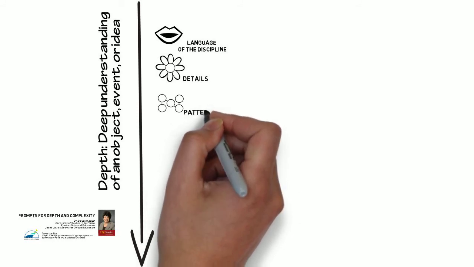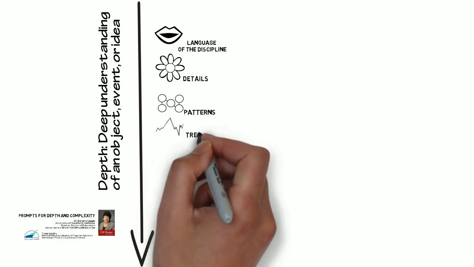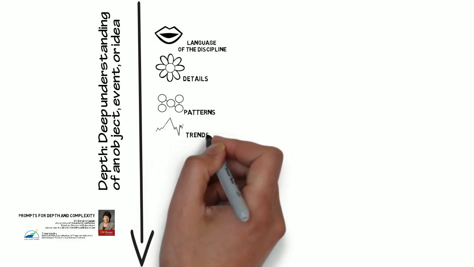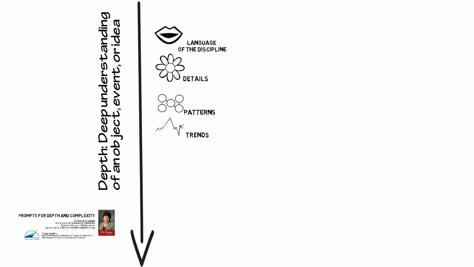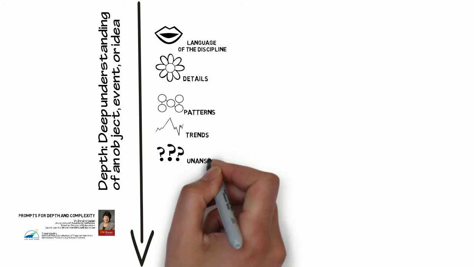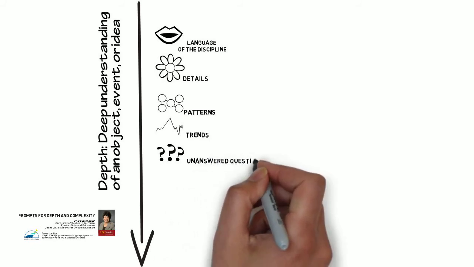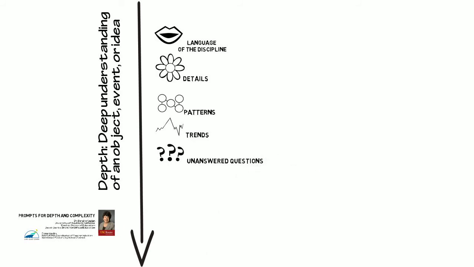Patterns are recurring events, noting the order of events and predictions about what might come next. Trends are the ongoing factors that have influenced the study or how the study has contributed to a larger idea. Unanswered questions explore what is yet unknown or not understood about a topic, study, or discipline.